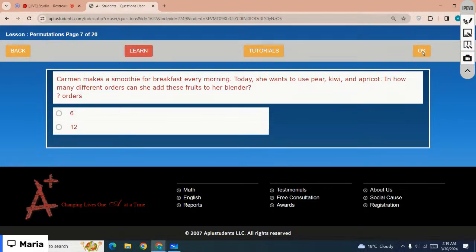Okay, the next one is Carmen makes a smoothie for breakfast every morning. Today she wants to use pear, kiwi, and apricot. In how many different orders can she add fruits to her blender? So, which is the correct option?